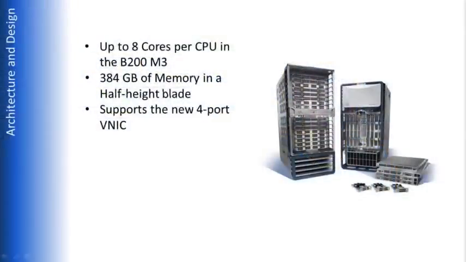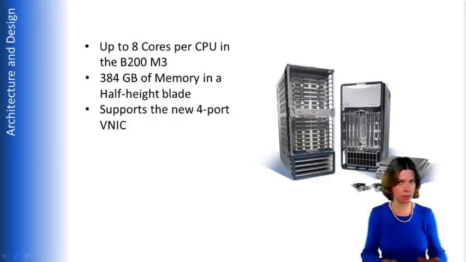Okay, we're going to take a break for a minute, and I'm going to sound like a Cisco engineer. I'm going to sound like a Cisco salesperson for a minute. Romley, latest buzzword. For those of you who haven't heard about it, it's the newest architecture that Cisco has introduced to their new Blade series servers based on the new Intel E5-2600 processors. You can have up to 8 cores per processor in a B200 M3. You can have up to 384 gigabytes of memory in a half-height Blade. It supports the new 4-port VNIC, so you can have up to 256 virtual ports on a single half-height Blade.